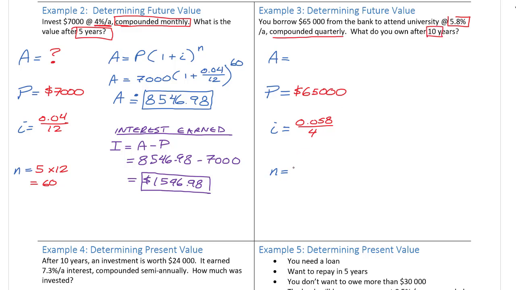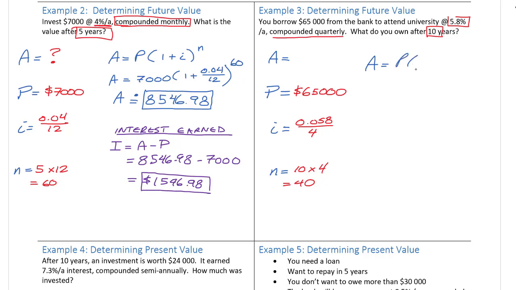Okay, so take the number of years, which is 10, times it by how many compounding periods there are in a year. Quarterly means 4 times a year. So we multiply that, and we're going to have 40 compounding periods. So again, the compounding period is how often they add the interest to your bank account and then calculate the new interest on the total. So we're going to do that 40 times.